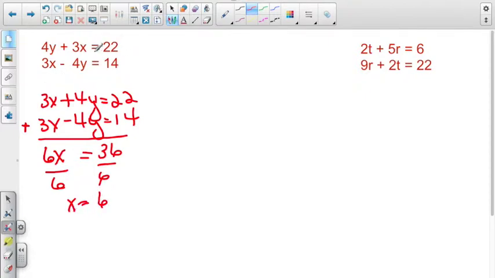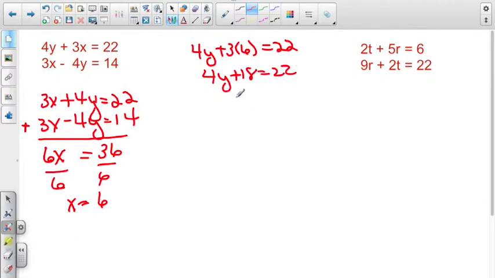What's my y value when x is equal to 6? Well, let's go back and put this into my equation. I'm going to get 4y plus 3 times 6 is equal to 22. That means that 4y plus 18 is equal to 22. I subtract 18 from both sides. I come up with 4y is equal to 4. Divide by 4, I get y is equal to 1.